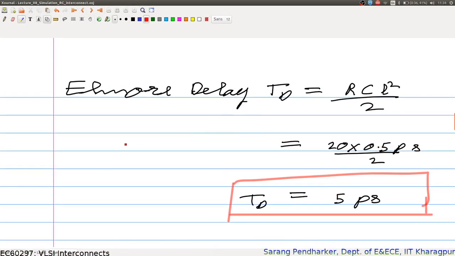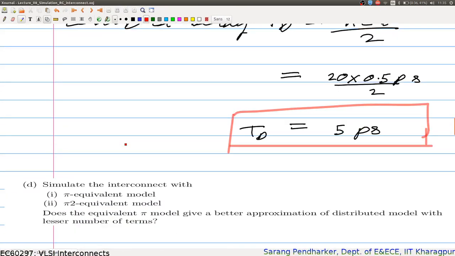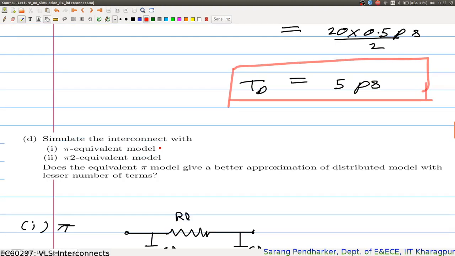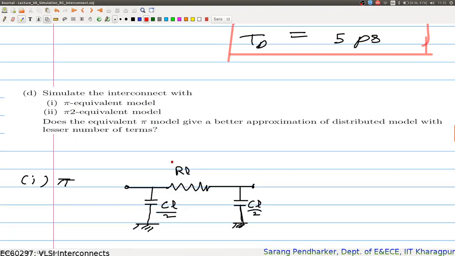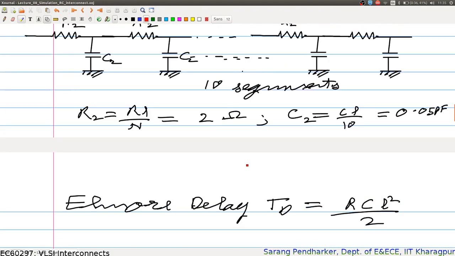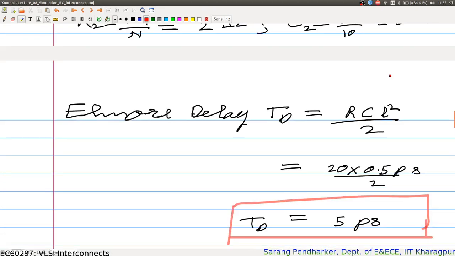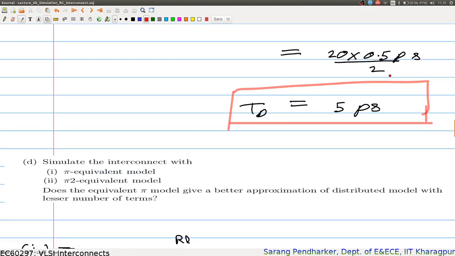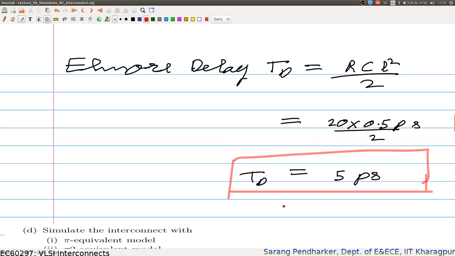Now in the next part, you have to simulate the interconnect with pi equivalent and pi 2 equivalent models. You can see that if you have 5 segments, which is also like 20 elements, then you can get a reasonably accurate delay. If you take 10 segments, which gives you 20 components, you come even closer to your Elmore delay.